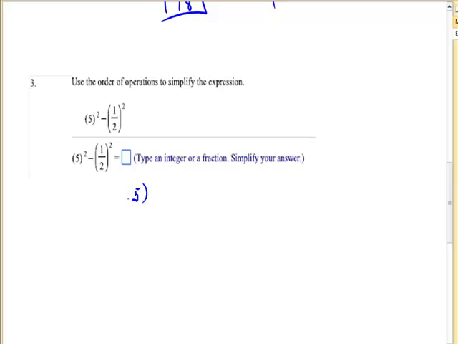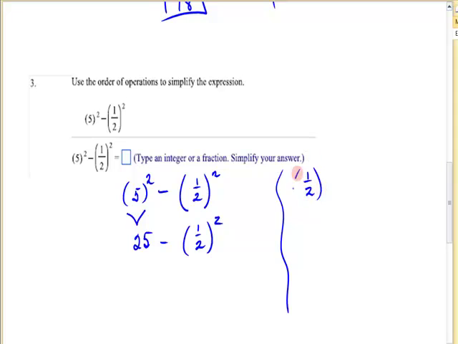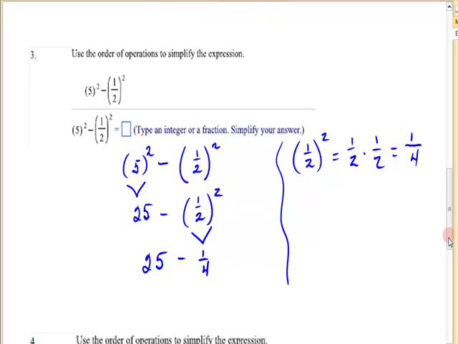I have 5 in parentheses to the second power minus 1/2 in parentheses to the second power. So I'm going to do my exponents first, and I'll do this one first. 5 times 5 gives me 25. Minus 1/2 squared. Now, if you need to see it, 1/2 squared means 1/2 times 1/2. There's no bow tie. Multiply the tops for 1, the bottoms for 4. So I have 25 minus a 1/4.